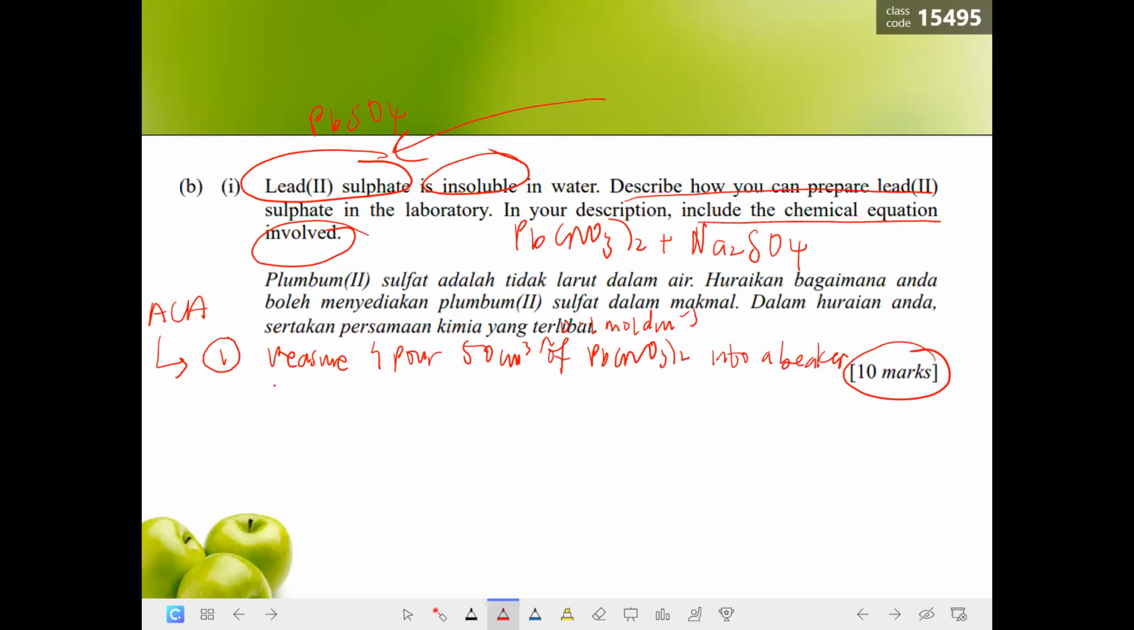Yeah, I have ACA here. I have measure and pour, my action. I have my chemicals. I must have the specifications. Yeah, I must have volume and concentration. Okay, and then I have my last A, apparatus. All right, so measure and pour 50 centimeter cube, 0.1. Okay, done. I've got my first line. Okay, what's my second line? My second line is another ACA. So I already put in lead nitrate.